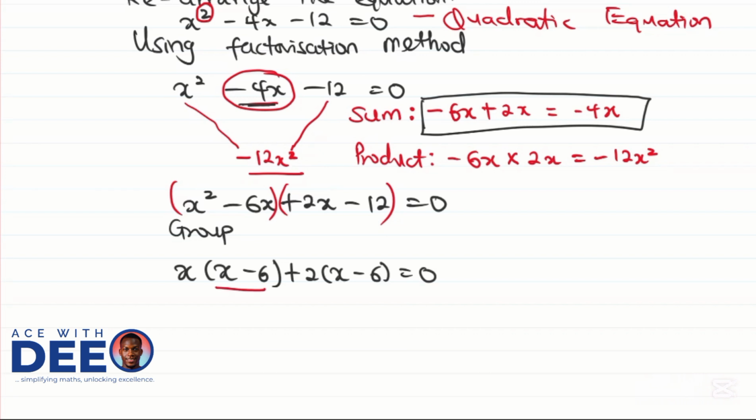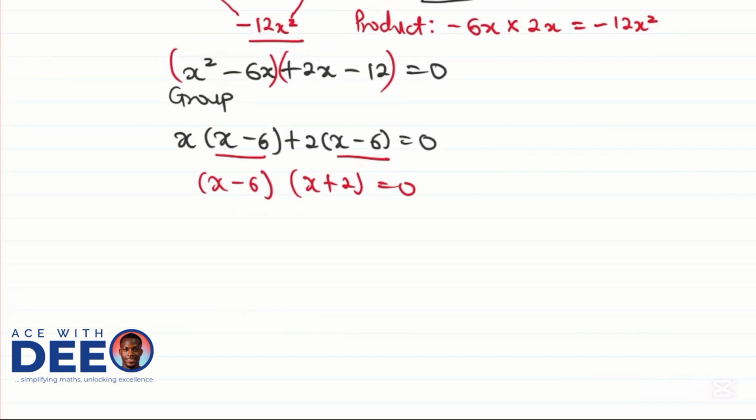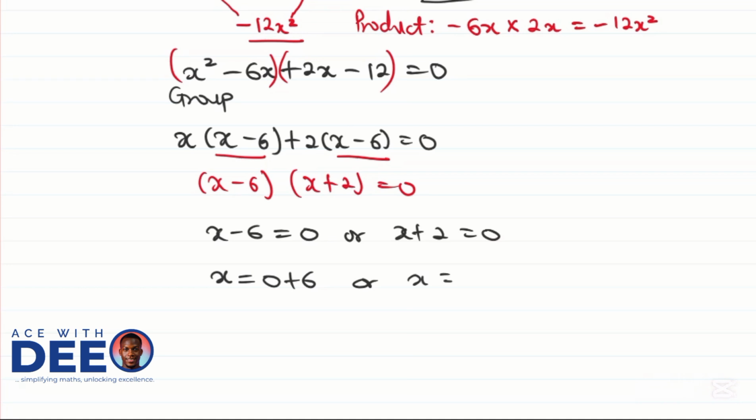Realize that what I have in this bracket and this bracket are actually the same thing. So let's bring out one of them, x minus 6, and I also bring out x plus 2, equals 0. Anytime the product of two things is equal to 0, it could mean that the first one is equal to 0 or the second is equal to 0. So with this, I have x is equal to 0 plus 6 or x is equal to 0 minus 2. So x will be equal to positive 6 or negative 2.